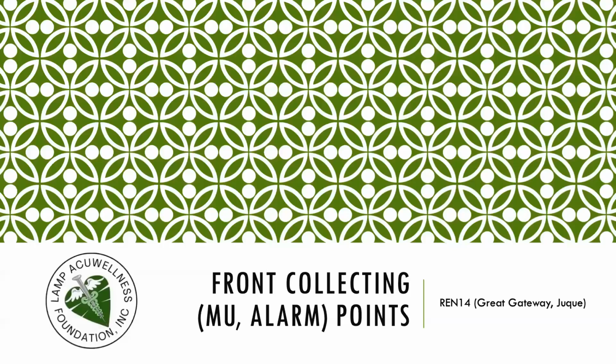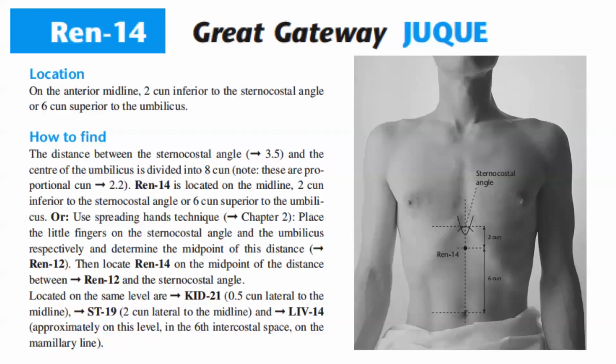Let's now take up the front collecting points, specifically Ren14, or the Great Gateway. Ren14 is located on the anterior midline, 2 sun inferior to the sternocostal angle, or 6 sun superior to the umbilicus.